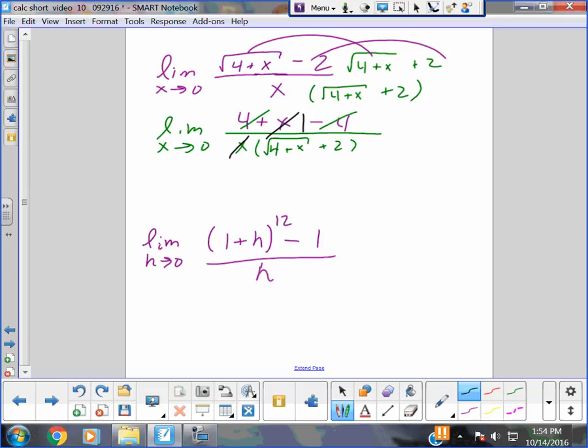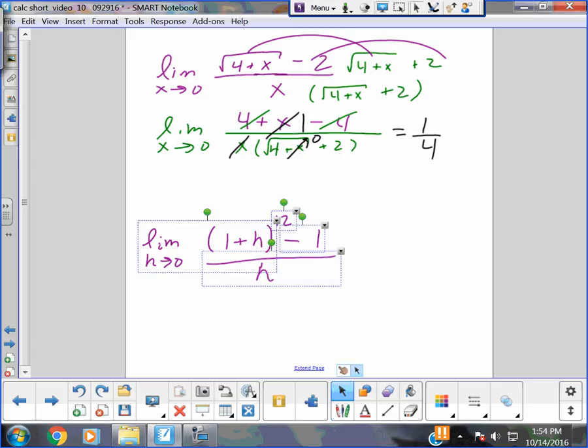Square root of 4, I put in 0 here. Square root of 4 is 2. 2 plus 2 is 4. So the answer is 1/4. All right, everybody. That is all correct. Awesome. I am going to now do this same problem a different way.